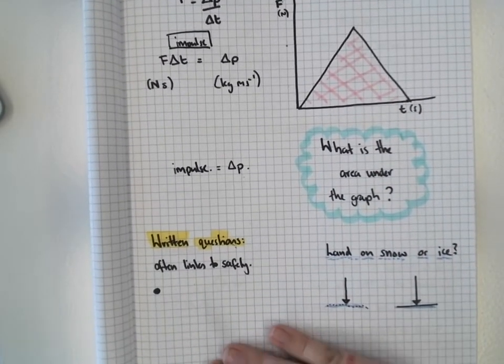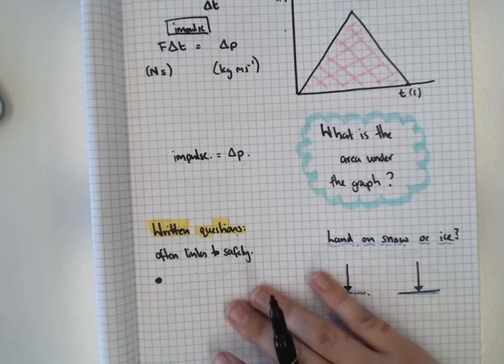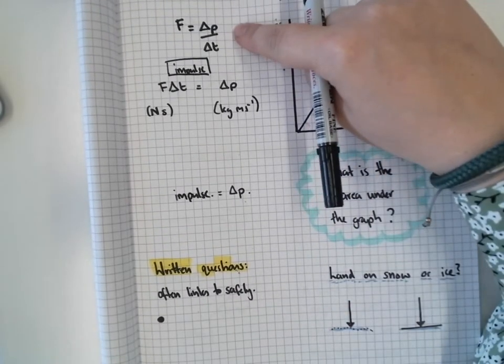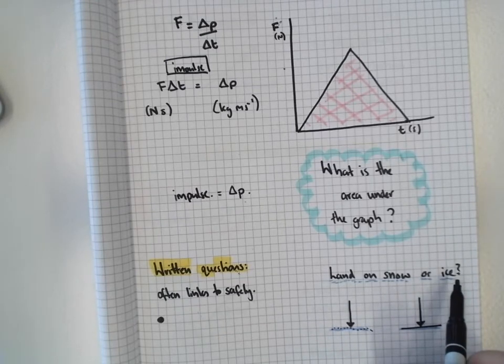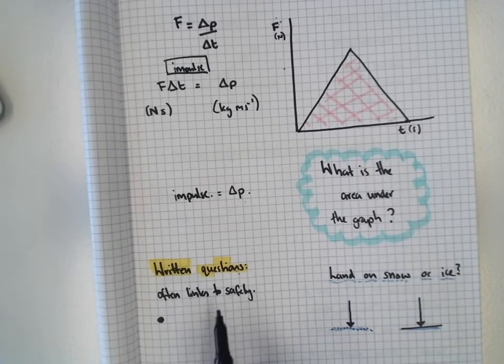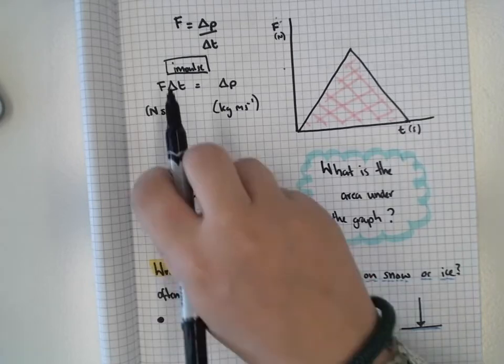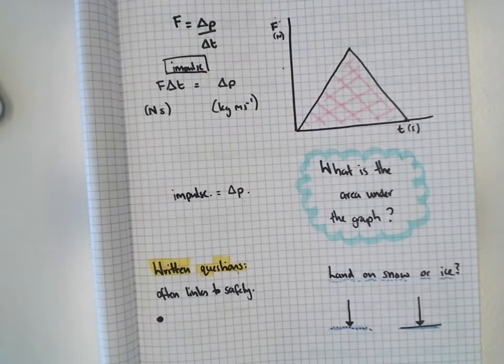Looking at our written questions with this and the equation of force as change in momentum over time, they often bring in a question linking to safety or some sort of impact or injury. One that was previously on an exam was about landing on snow compared to landing on ice. You could have it with an airbag in a car. You could use it for bubble wrapping. So why would you package fragile items within bubble wrap? You're often having to link back to the safety. So what you always want to talk about is the size of the force that's taking place.